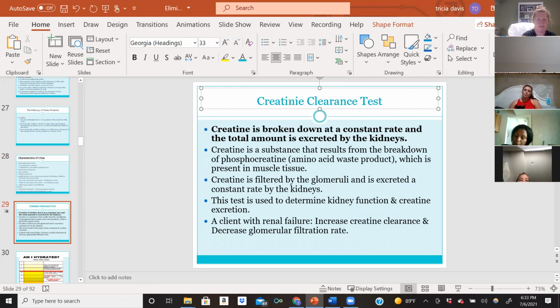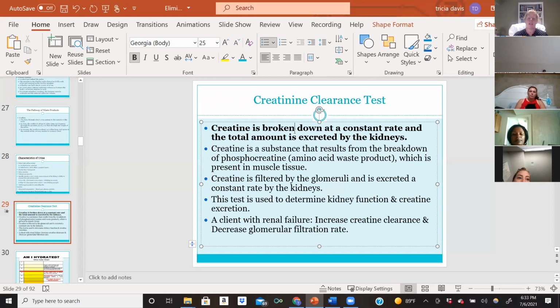All right, we can also do what's called a creatinine clearance test. So creatinine is broken down constantly. It's constantly occurring. It's breaking down at a constant rate, and then it's excreted by the kidneys. You guys need to know that. That's why it's in bold. You're going to see it on your exam.